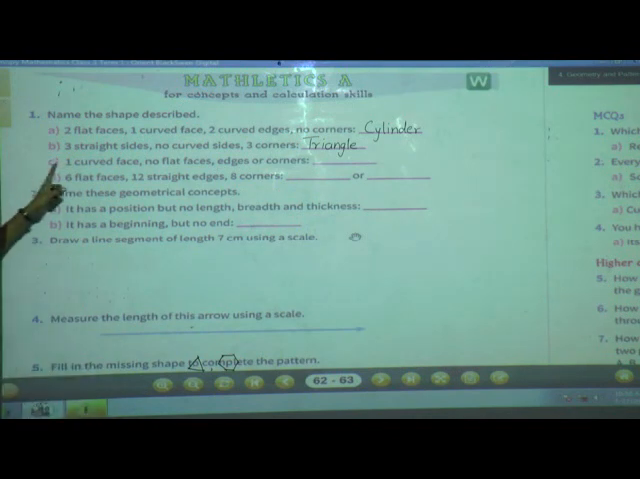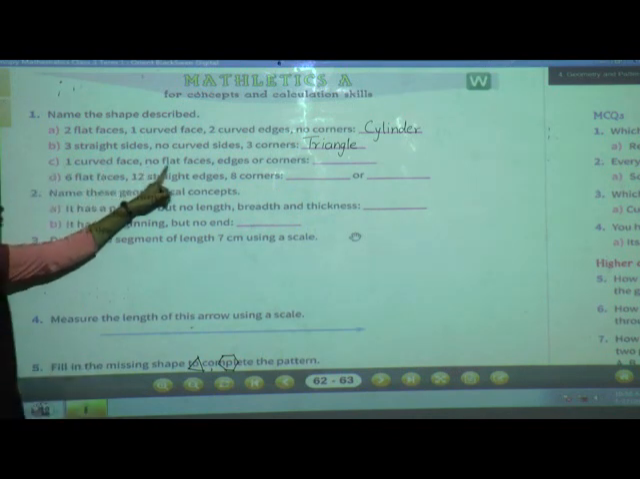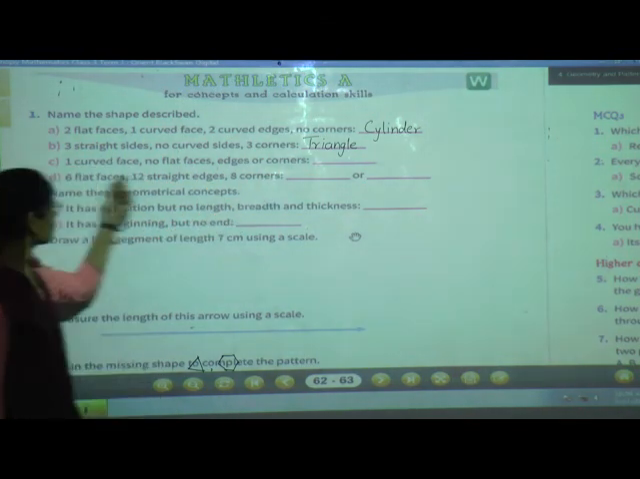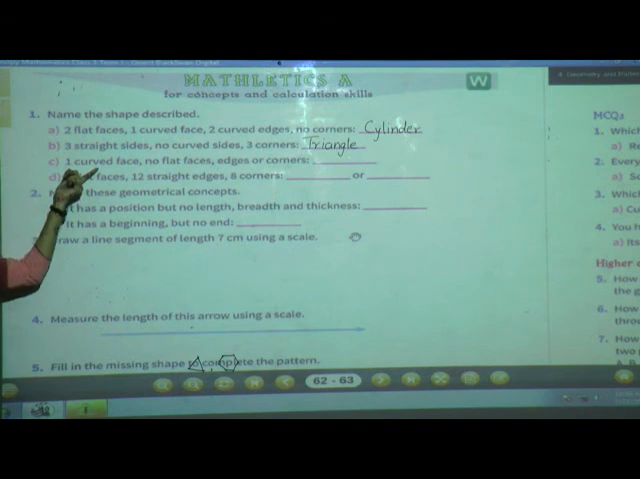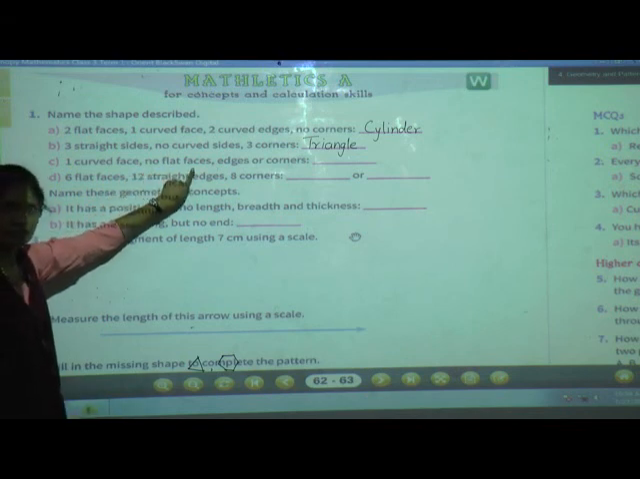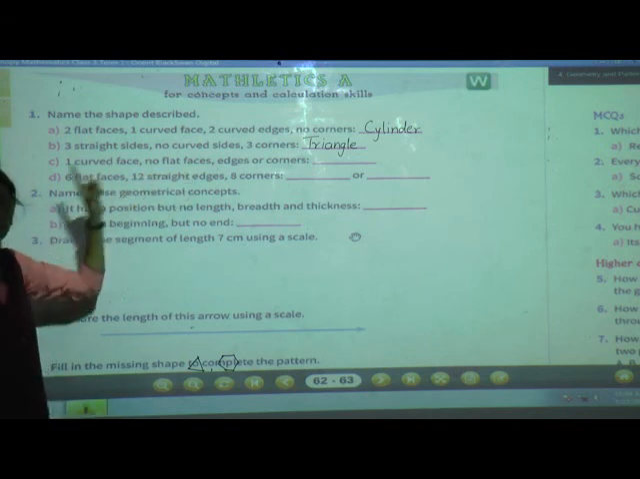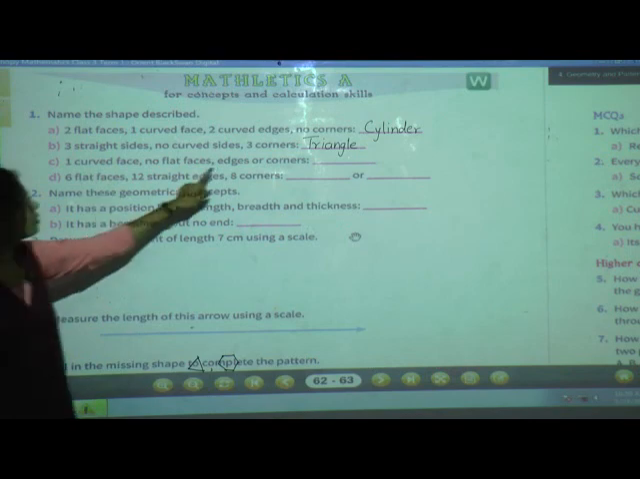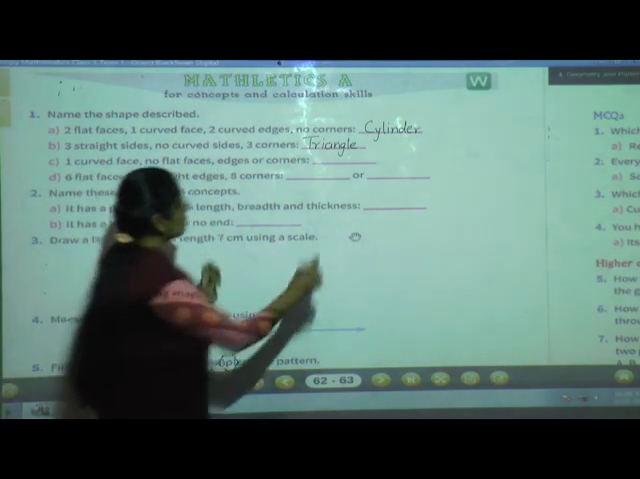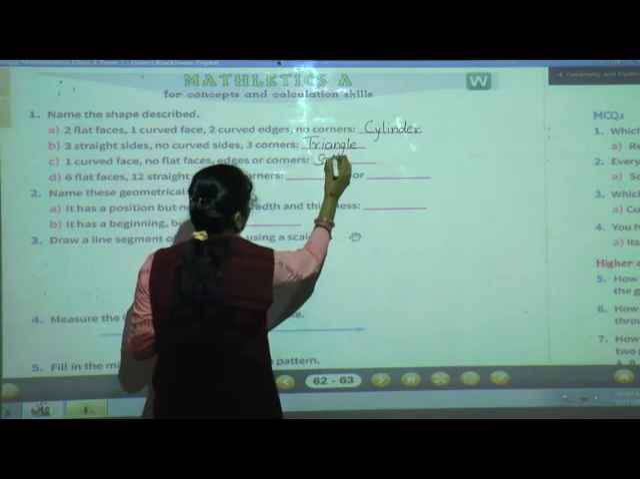Next, a curved face, no flat faces, edges or corners. Think about this shape. It has only one curved face, but it has no flat faces, no edges also and no corners also. So which shape is it? It is a sphere. Yes.